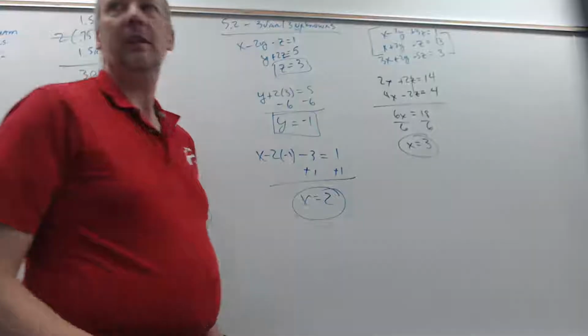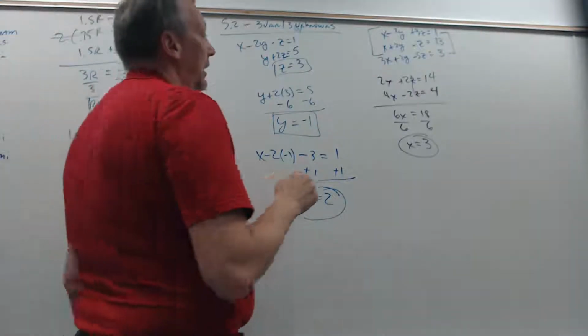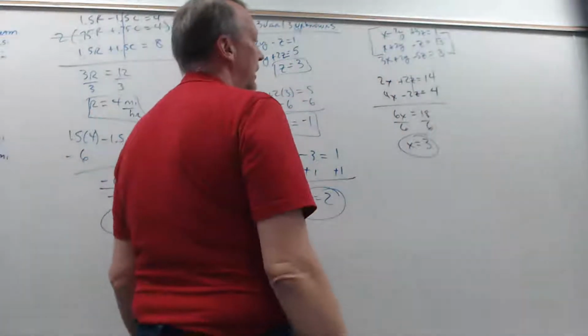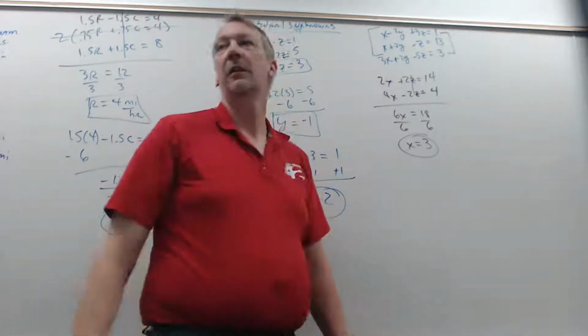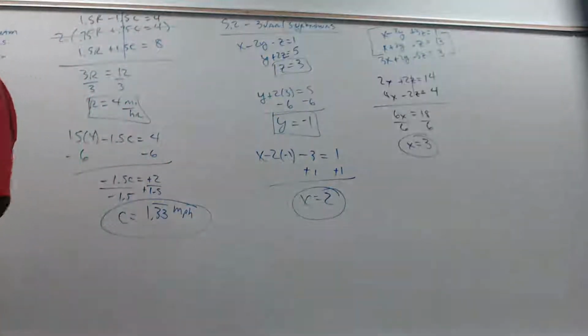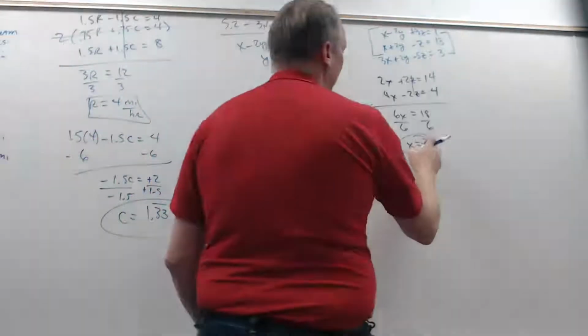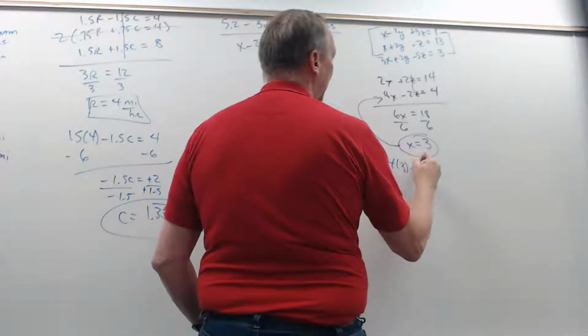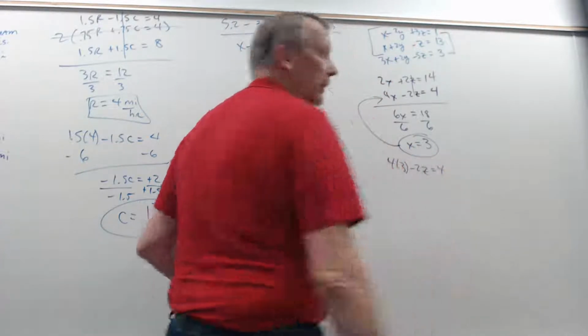Now you put x into one of those equations. One of these 2 equations, which one? Whichever one you want. Which one do you want? The bottom one? Okay, we're going to plug 3 into the bottom equation. 4 times 3 minus 2z equals 4.